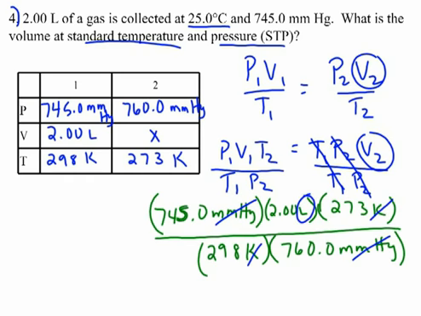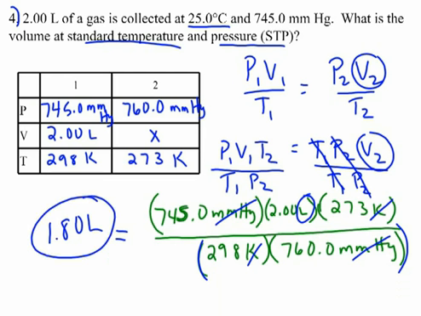And now be careful when you do the math here, when you're dividing by 298 and 760, make sure you are dividing by the product of those two numbers. If you've done this carefully in your calculator, and I would like you to actually try it yourself to verify that you can get the same number that I do, you should work this problem out to have 1.80 liters as the new volume.